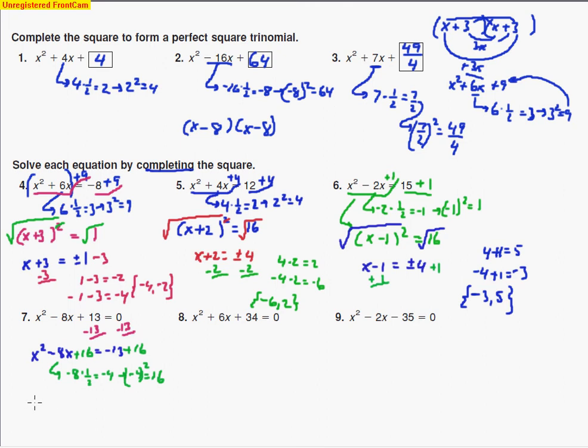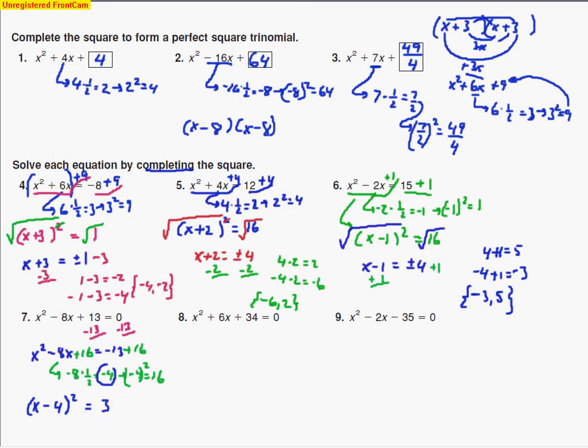I end up with this x squared minus an 8x. And, oops, actually I'm going to go ahead and factor that as I go. So let's just fix that real quick. So let's go ahead and factor that. It's going to factor down to whatever our b term is, x minus 4 quantity squared. And this all equals, and here we end up with a 3.